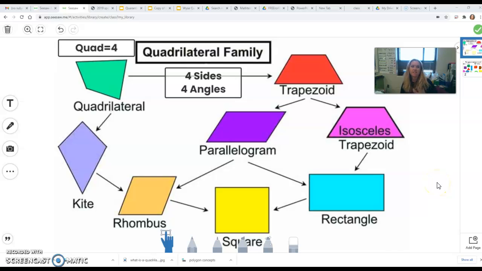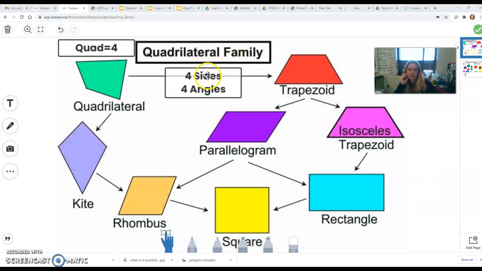Hello, friends. Happy Tuesday. We have started our geometry unit and we've started learning about some new concepts. So I'm going to just explain a few of those concepts to you today before you start doing your work. I did also include two videos in Google Classroom that talk about polygons and then quadrilaterals.